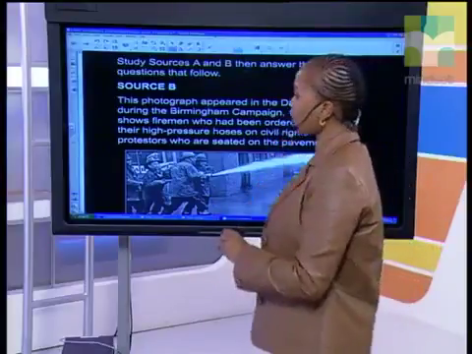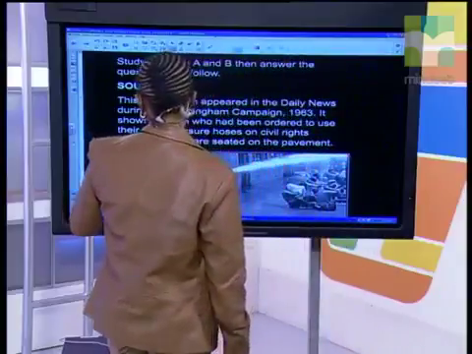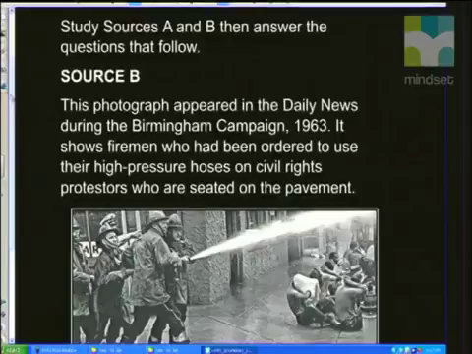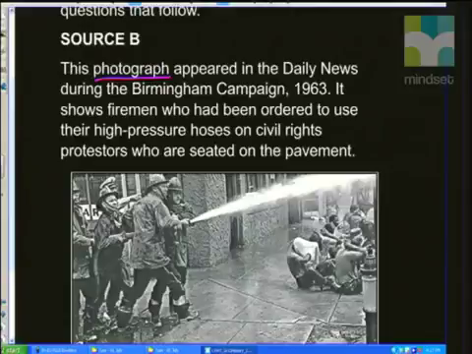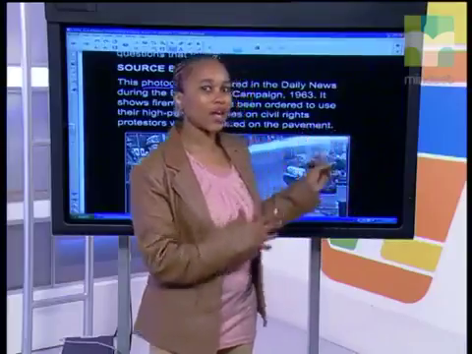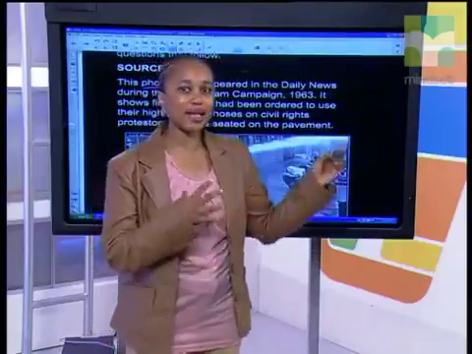Okay, so let's quickly look at our source. Source B, this photograph, so already tells you that this is a photograph. It's not a cartoon, it's a photograph. So already, what should be going on in your mind? That it captured the moment as it happened.